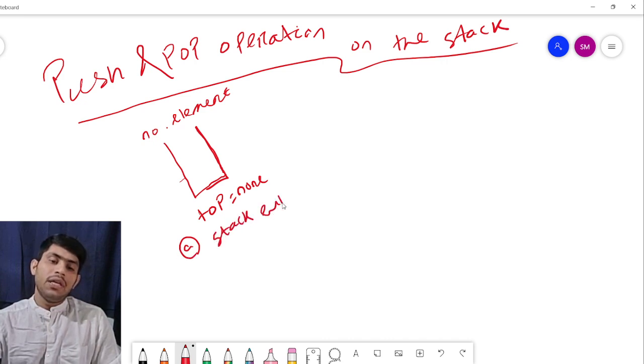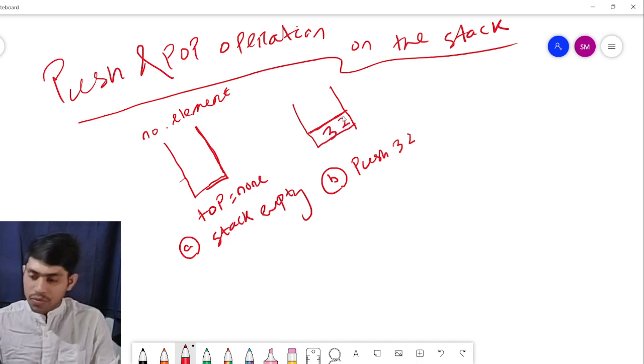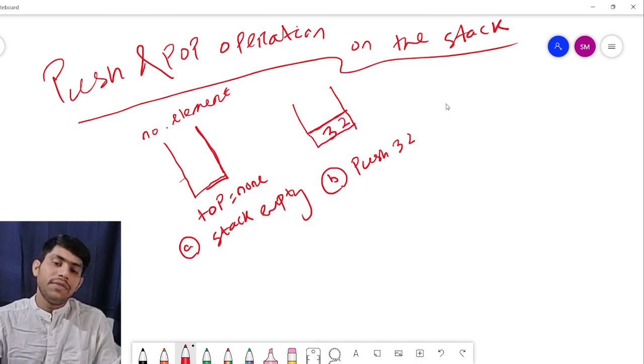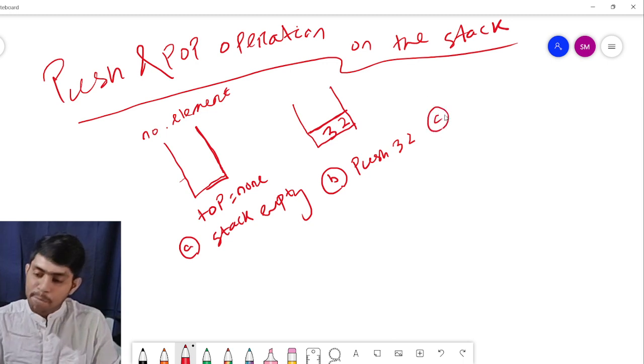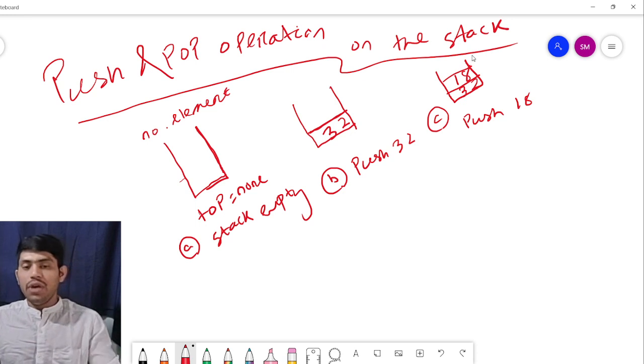Then the second one. In the second one, they push 32. So where will it be? The element will be pushed at the stack top, here 32. Now this is the top of the stack. Then in C, again they push 18. We can see 32 is previously there. Now we'll push 18. Where will it be inserted? At the stack top.